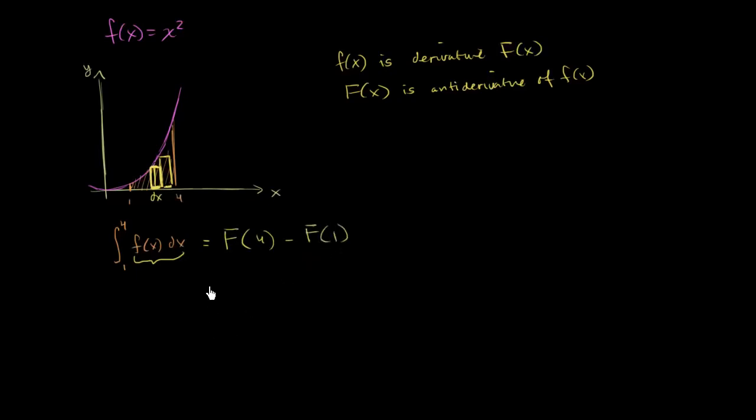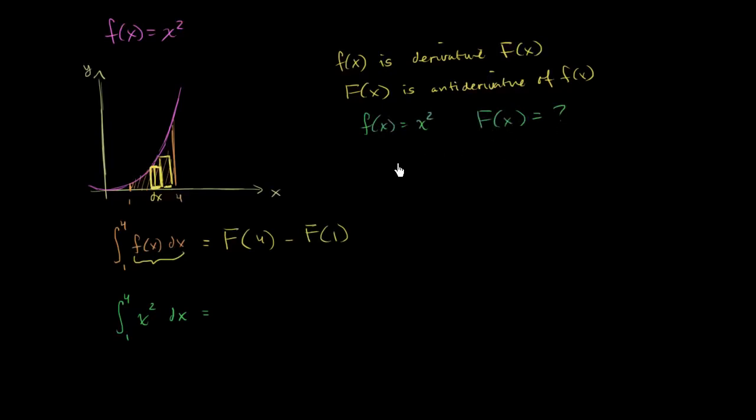So let's do it for this particular case right over here. I'll just rewrite this statement. Instead of writing f of x, I'll write x squared. So the definite integral from 1 to 4 of x squared dx. Well, we're just going to have to figure out what the antiderivative is. So if f of x is equal to x squared, what is capital F of x equal to?